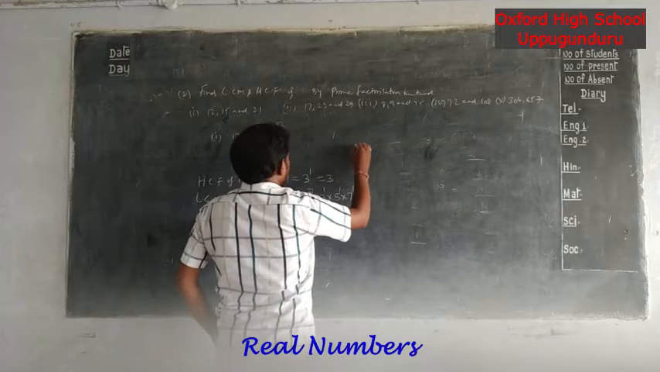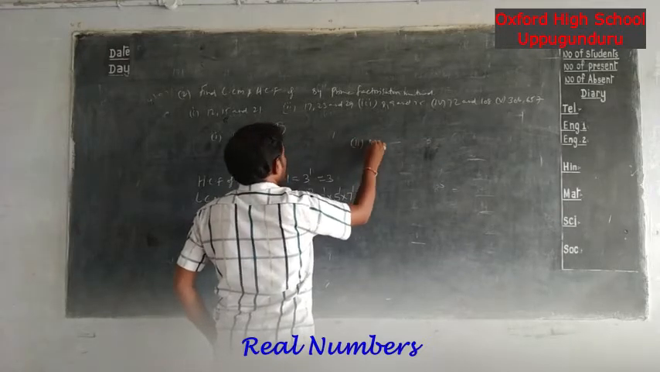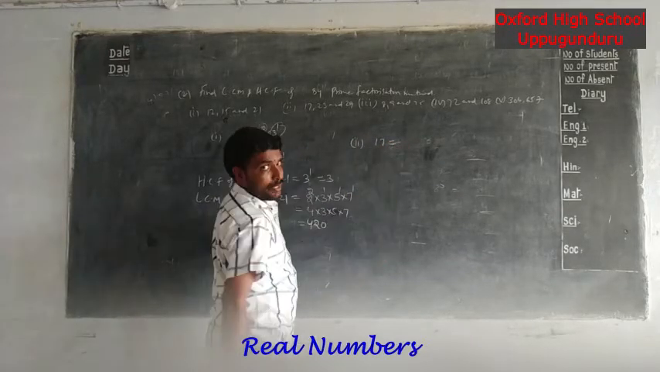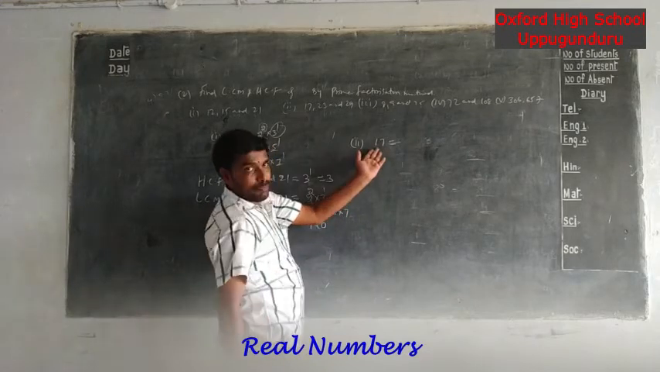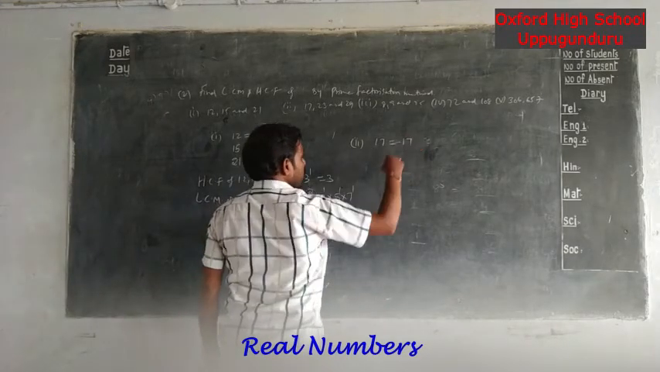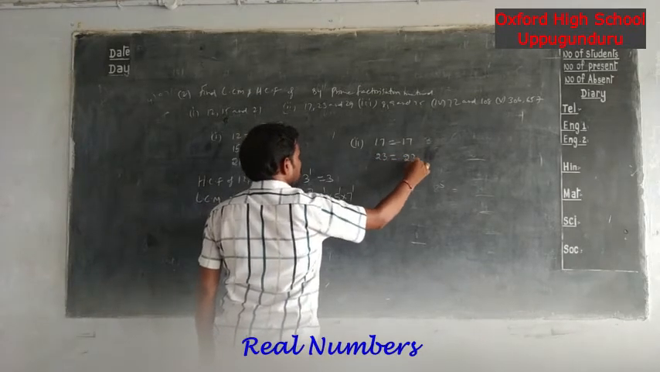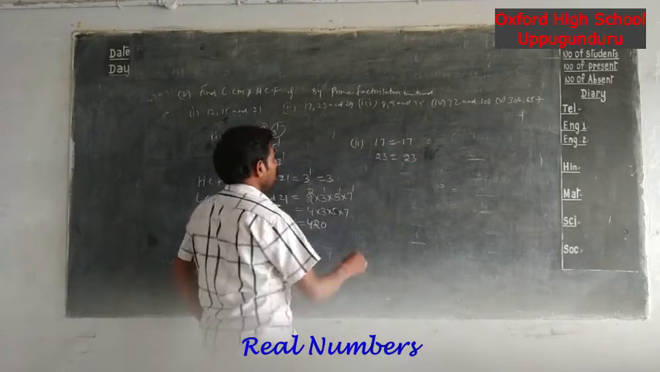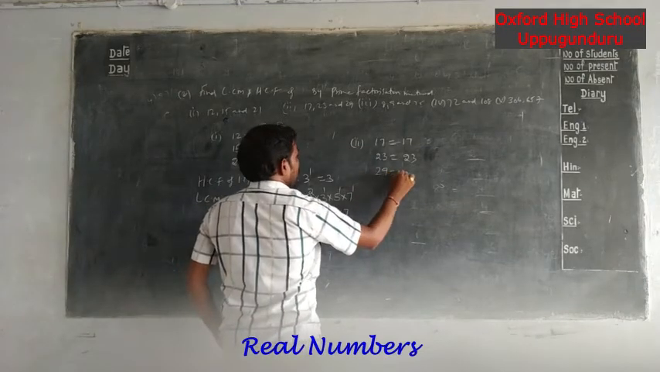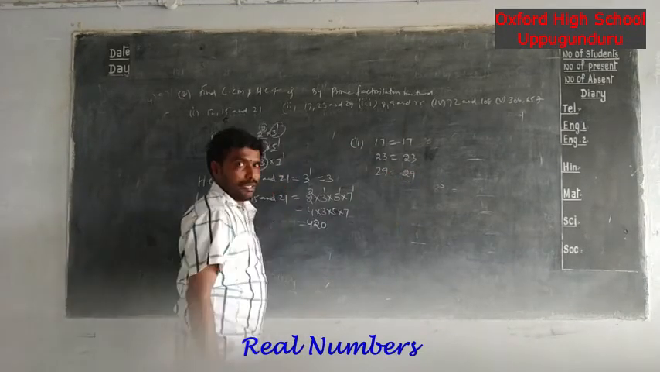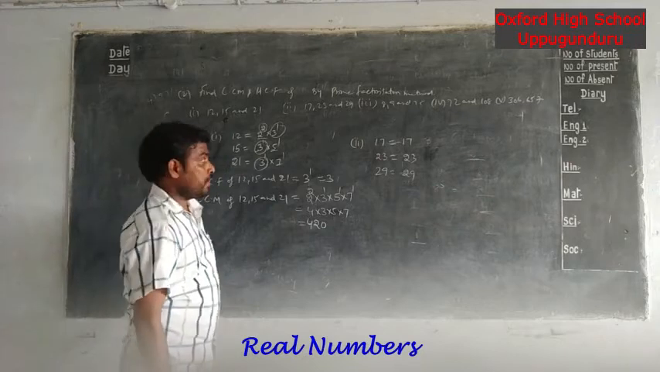Next, second one, 17. Prime factorization of 17, because 17 is prime number, so prime factorization of 17 is 17 only. 23. 23 also prime number, prime factorization of 23 is 23. 29. Prime factorization of 29 is 29 only, because 29 is also prime number.